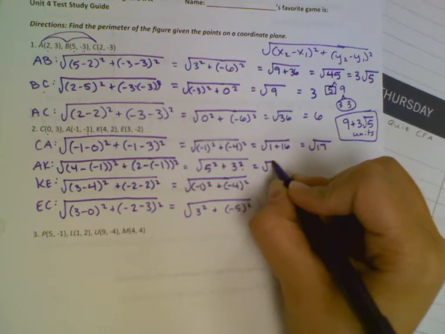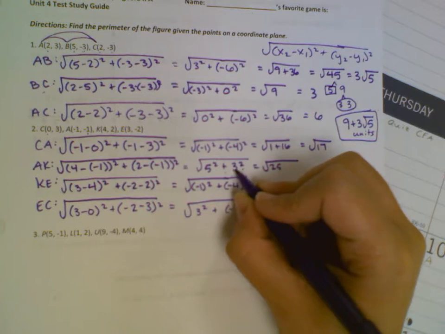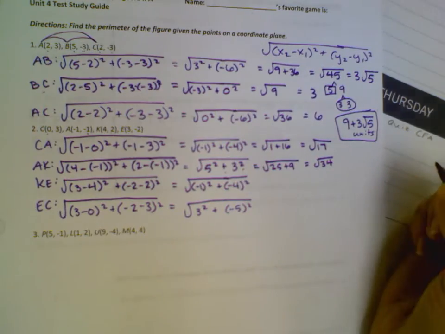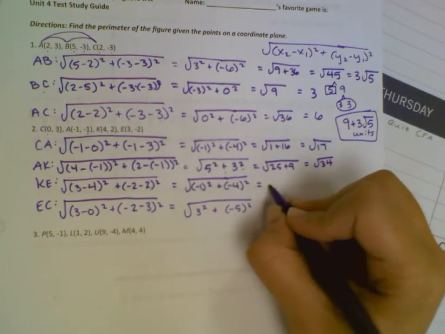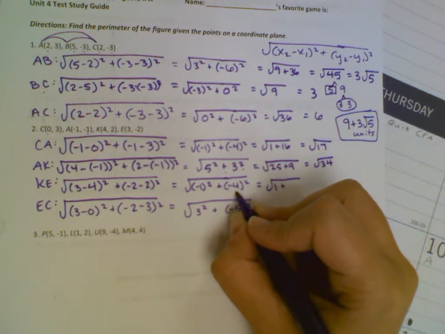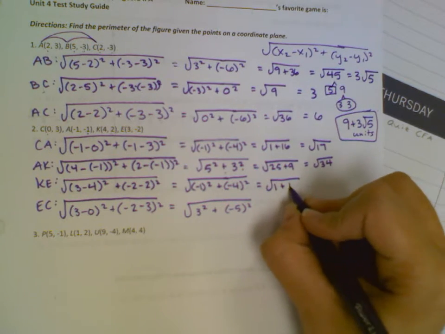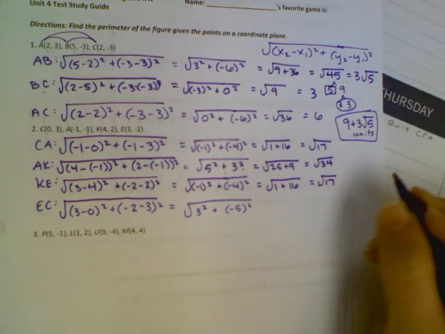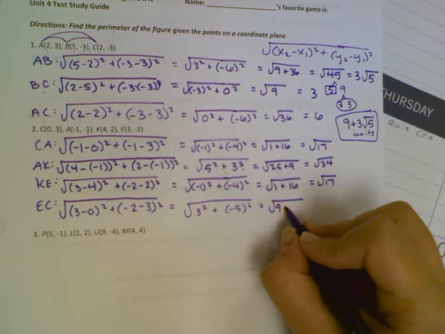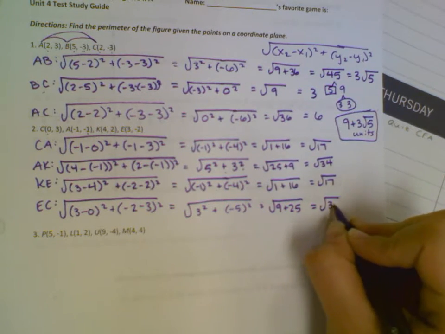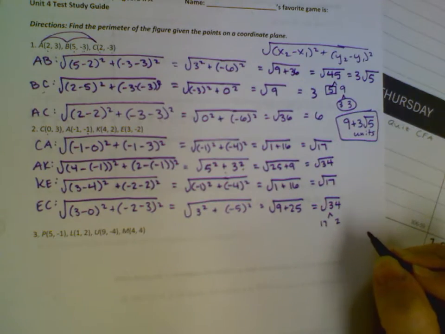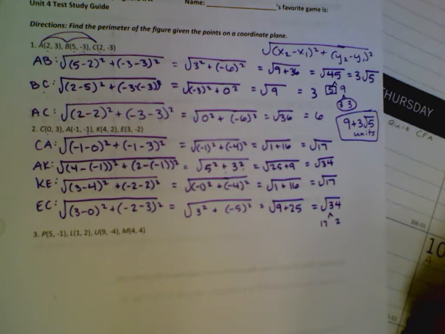For AK, I'll get the square root of 25, because that's 5 squared, plus 3 squared, which is 9, which will give me the square root of 34. Then I will get negative 1 squared is 1, plus negative 4 squared will be 16, which gives me the square root of 17. 3 squared gives me 9, and negative 5 squared gives me 25, which will give me the square root of 34. If I try to break down 34, that'll be 17 times 2, and nothing will go for 17, so there's no pairs, there's nothing I can do.